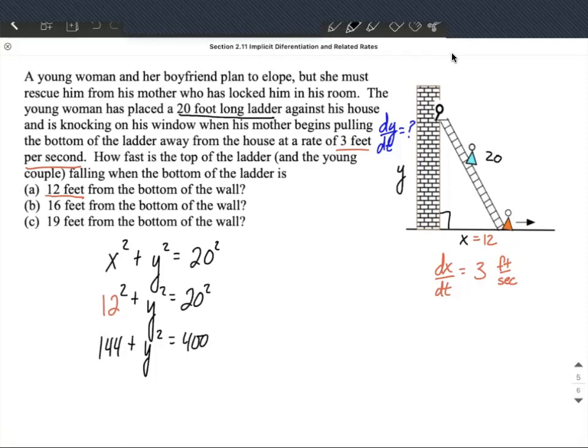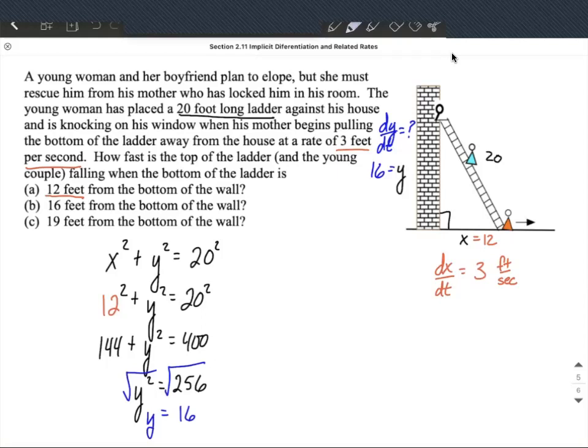Let's solve for y by isolating y squared first, subtracting 144 from both sides. That leaves us with 256 on the right-hand side. We can eliminate the square by applying the square root to both sides, so y equals 16. I'm only using the positive root in this case, because this is a real-life situation and that window is above ground.